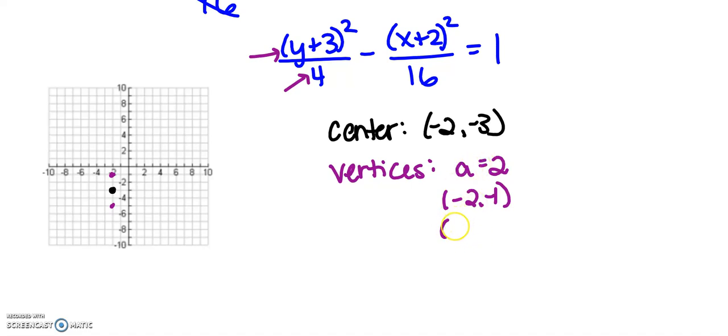I just noticed that my answer key is wrong, so hopefully on number 26 you're following along with the video and not the answer key. Negative 2 and then negative 5. There are my vertices.